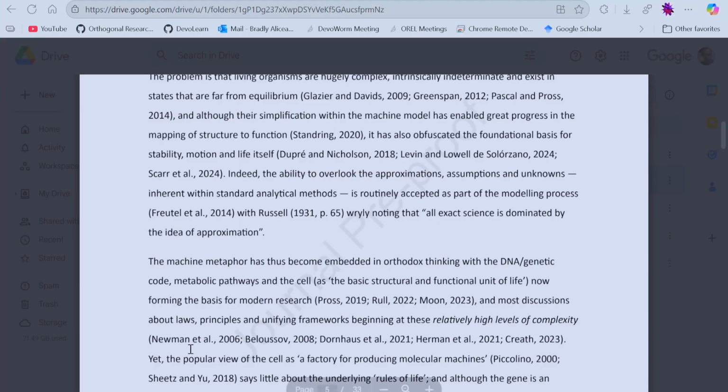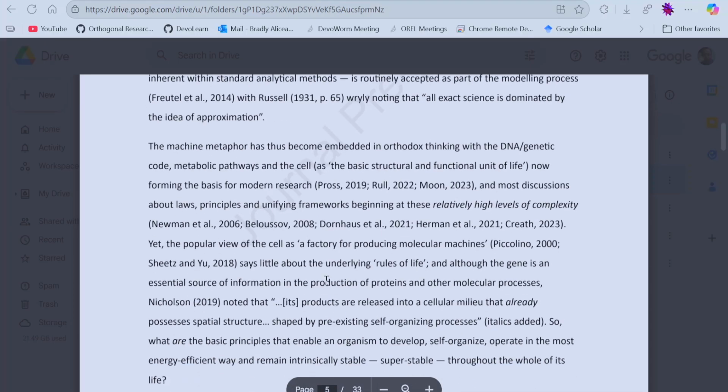In any case, they talk about how the machine metaphor is embedded in all of our thinking about molecular biology. Oh, go ahead. Sorry, they're quoting Belousov, so this is good. Dick will approve. Okay, yeah. Oh yeah, here he is, Belousov.